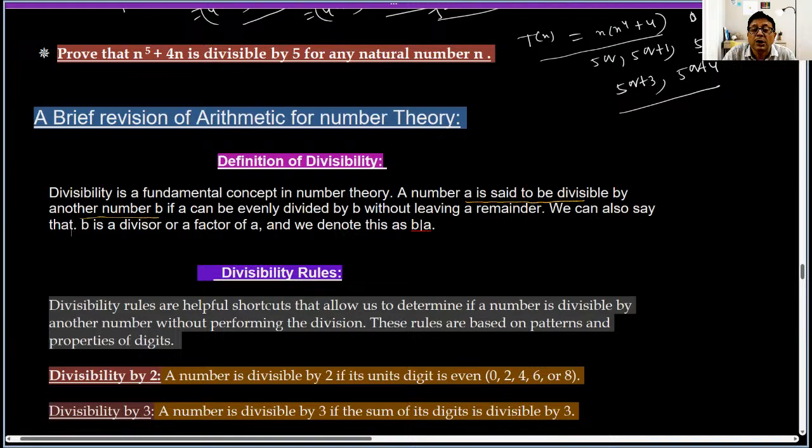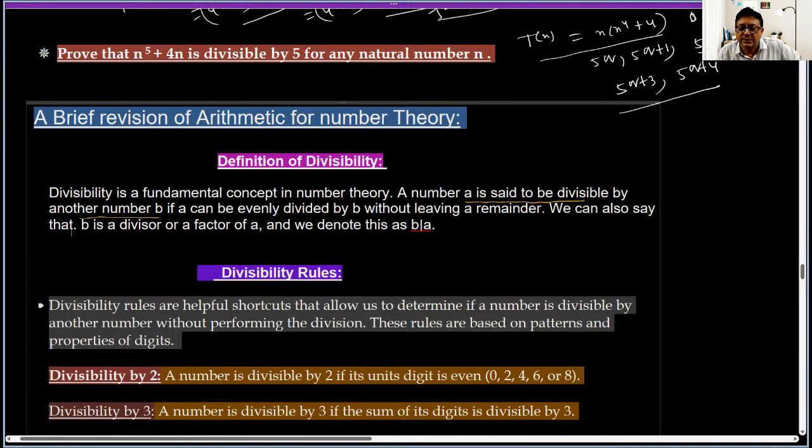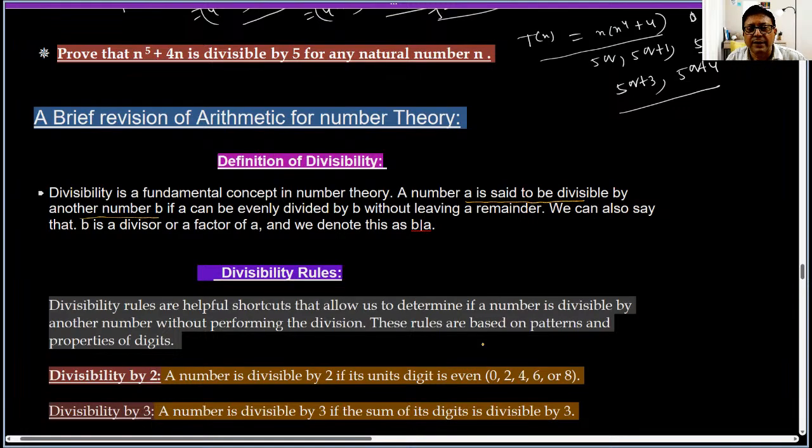Okay? So when you say that number A is divisible by B, like 10 divisible by 5, you write 10 equal to 5 into 2. So A divisible by B means what? Again take the help of Euclid's lemma, that A equal to BQ plus R. Already told, A will be divisible by B if R equal to 0.